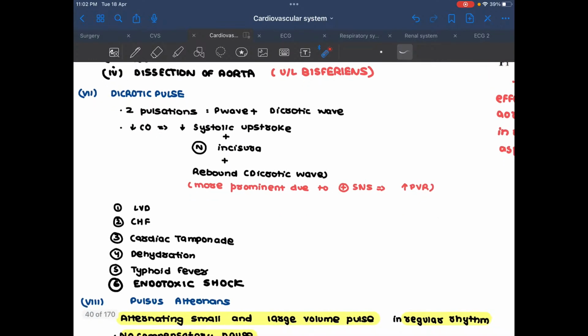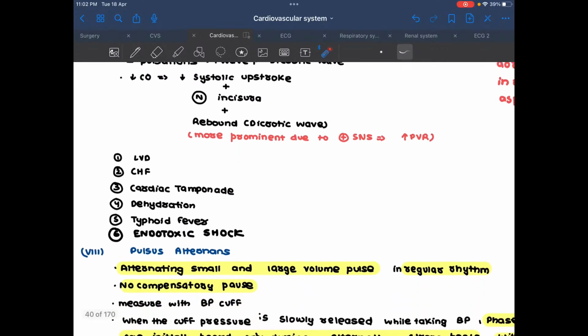Okay? So we can have left ventricular dysfunction as one cause, congestive heart failure, cardiac tamponade, dehydration, typhoid fever, endotoxic shock. Okay? All of these are your features where our cardiac output is going to be less.